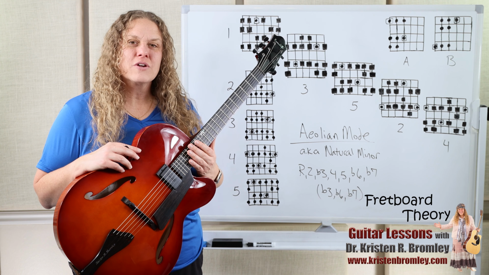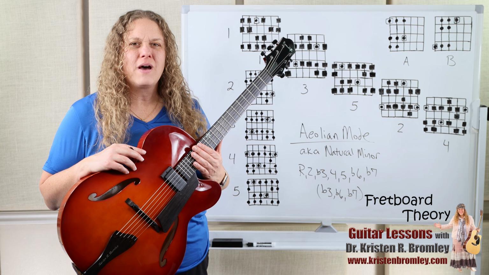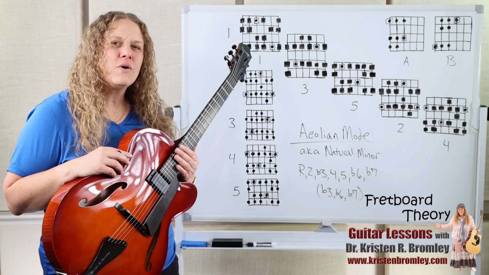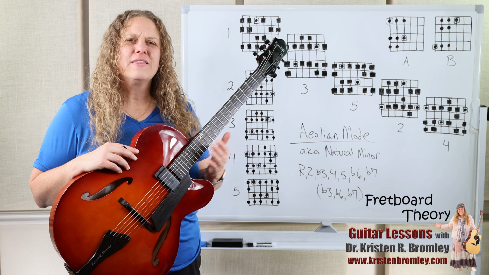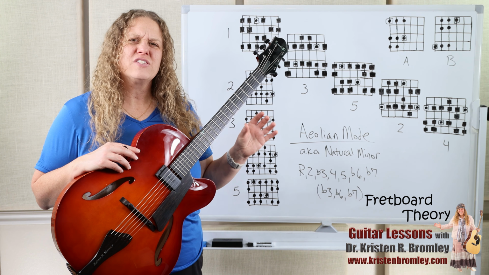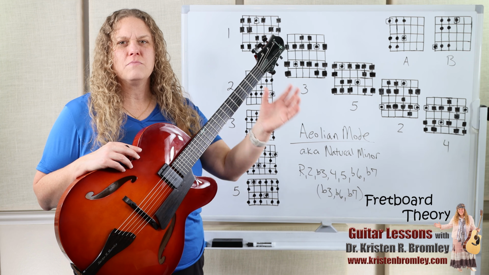In this lesson, we are specifically looking at the Aeolian mode, also known as the natural minor scale. The Aeolian mode is the sixth mode of the major scale. It's also the natural minor. That's our relative minor. That's where we get our relative minor key in relation to a major key.